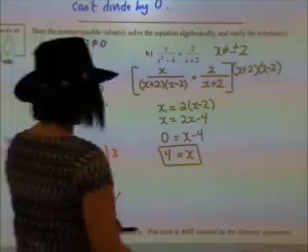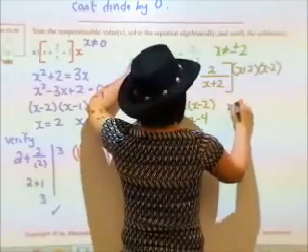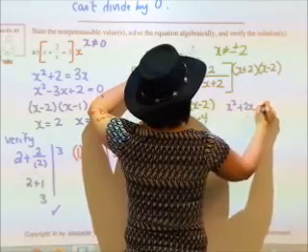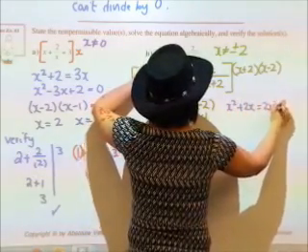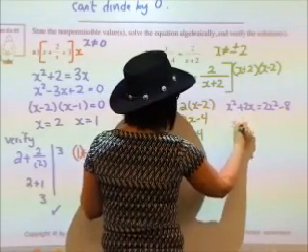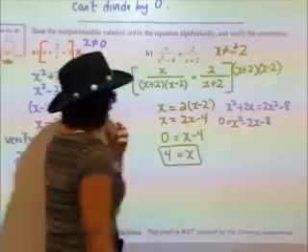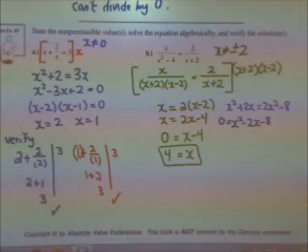So just to show you, if we had done the cross multiplying and continued it through, so x squared plus 2x equals 2x squared minus 8. So I'd bring this x squared to the other side. And I get x squared minus 2x minus 8.